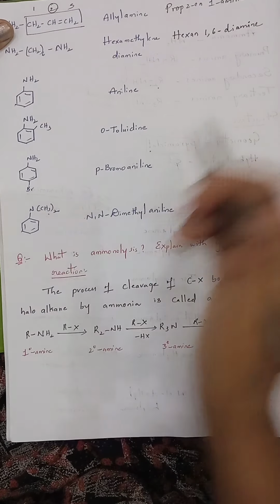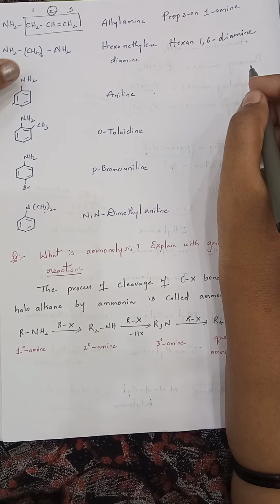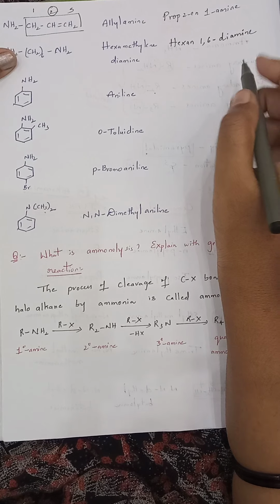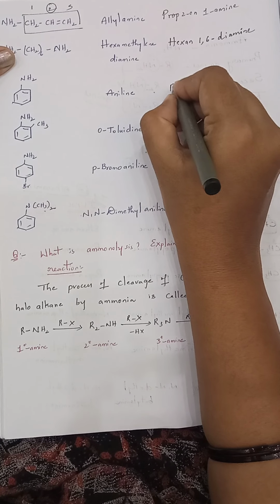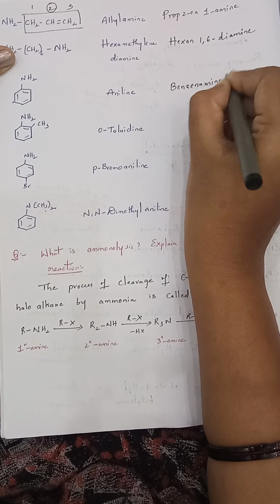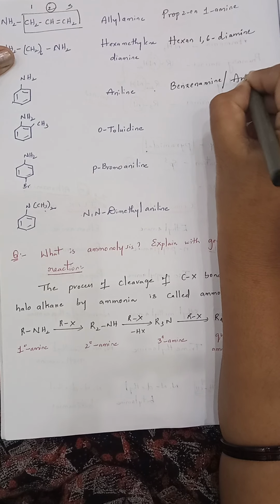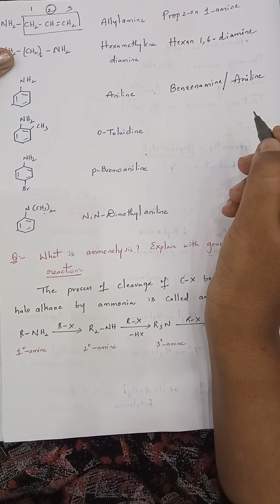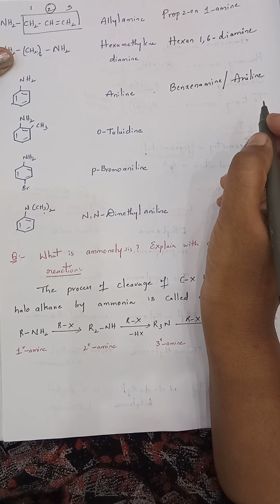This is aromatic amines. In aromatic amines, your benzene ring is attached with an NH2 group. We can call it benzenamine, or simply we can also call it by its common name, that is aniline, either benzenamine or aniline.